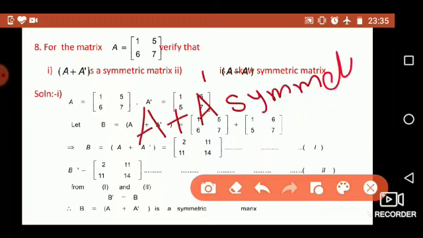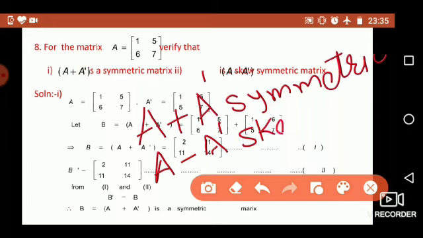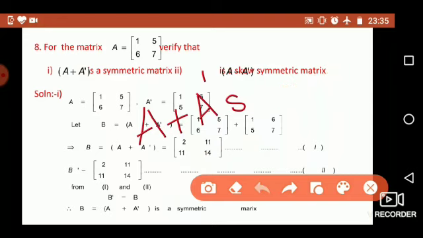This theorem is proved in the 6th lecture. You can go through it. And A minus A dash is a skew symmetric matrix. This matrix is called a skew symmetric matrix. Therefore, with this definition, we can show that A plus A dash is symmetric and A minus A dash is skew symmetric, using the given example.